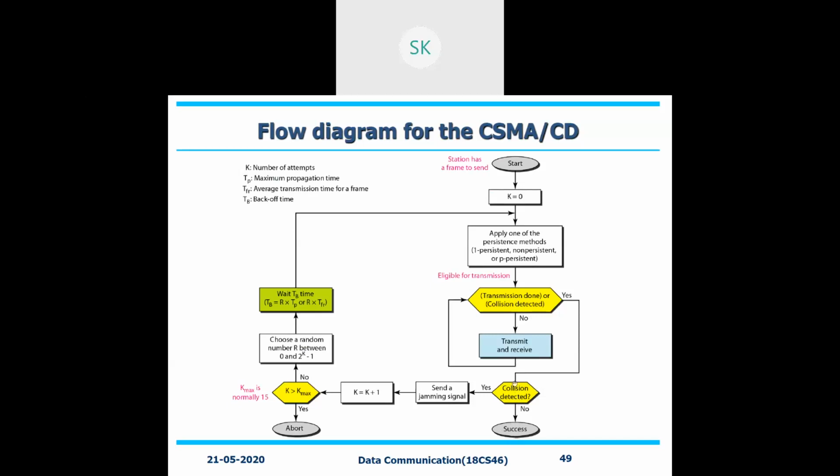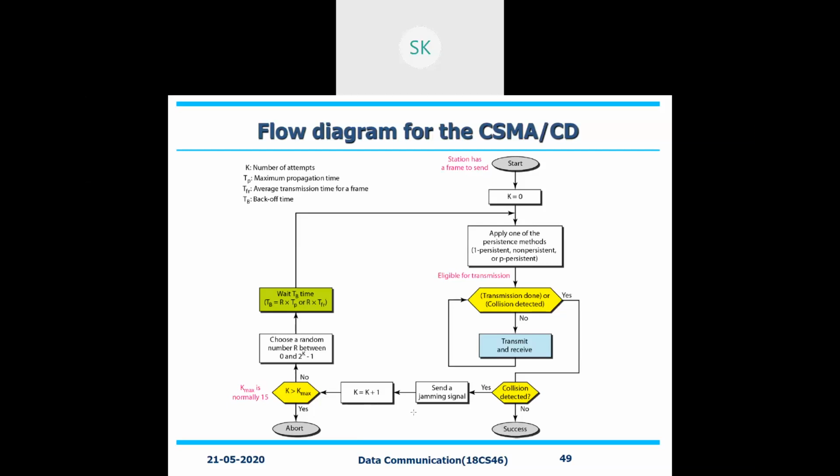If the collision happens, then you need to send a transmission signal. That signal is nothing but a jam signal. That means you need to abort that. You need to say that it needs to be aborted. For doing that, you need to send a signal, and you need to make that attempt equal to one value next to the previous one, whatever the attempt value that we have taken. That is the K value.